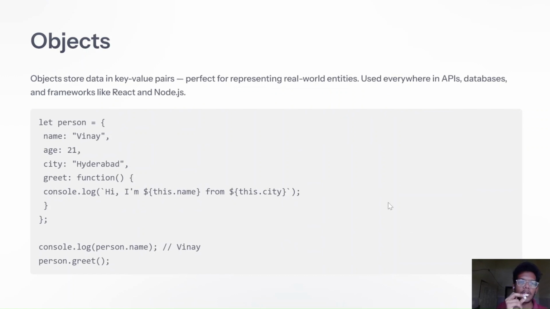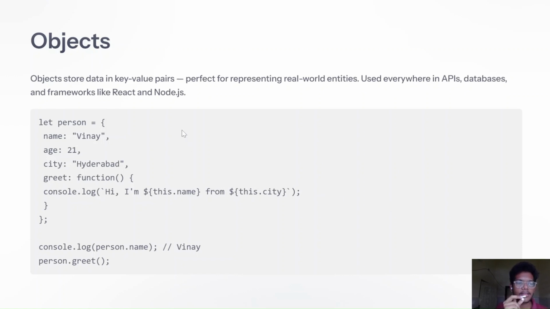And next up is objects. Objects are nothing but a way to store data in key value pairs, like dictionaries. They store data, perfect for representing real world entities. They are used everywhere in APIs, databases, and frameworks like React and Node.js.